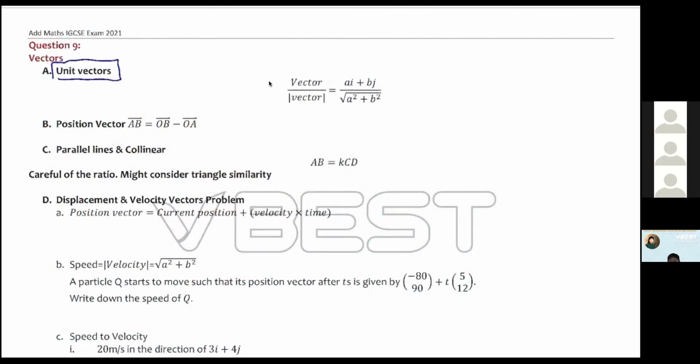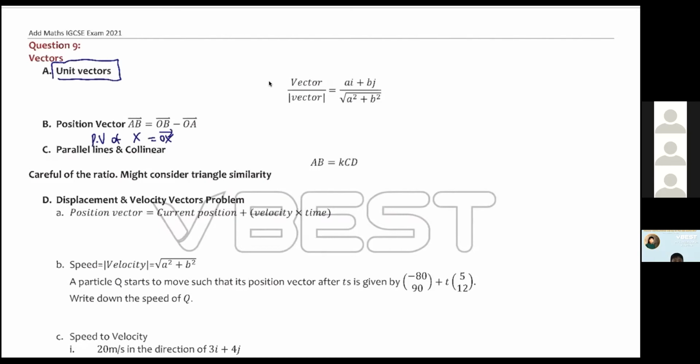Plus bj divided by square root a squared plus b squared. Okay, this is the unit vector. I believe you also learned this in maths before already. Then position vector AB, right, means OB minus OA. Then what if people ask you about the position vector of X? What does it mean? It means OX.